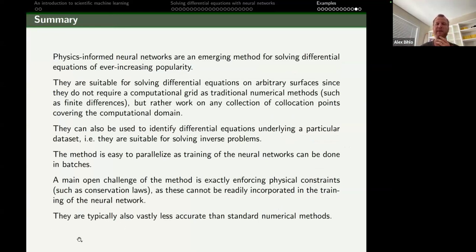So let's start with the last one: they are vastly less accurate than standard numerical methods. Actually, I can quantify this for you, because I was curious. I solved the linear advection equation, the simplest PDE you can solve, with the standard Fourier method and with a PINN, and tried to see how good my PINN is. I trained it as well as I can and then compared it against using roughly the same number of computational nodes in my finite difference or spectral method. And the spectral method was more accurate, with an error smaller by a factor of 1 million.